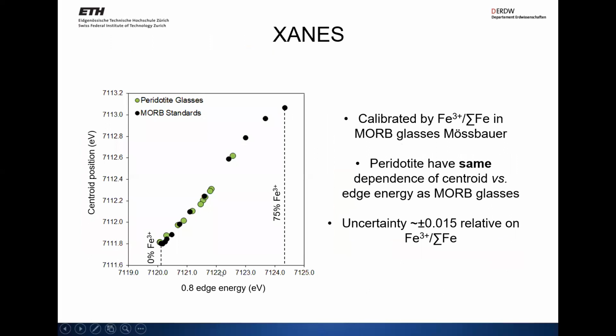I'll just gloss over this. We have a calibration which we use, which is based on independent measurements by Mössbauer spectroscopy. And you can see that the calibrant glasses in black follow the same trend as our unknowns in green, and therefore we can use the values of the black points to calibrate and determine the Fe3+/Fe2+ ratio in the peridotites. And this uncertainty is relatively small, about 1.5%.